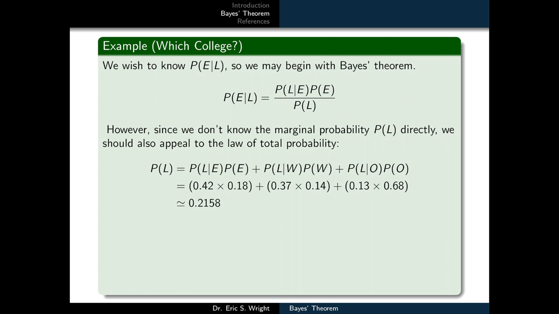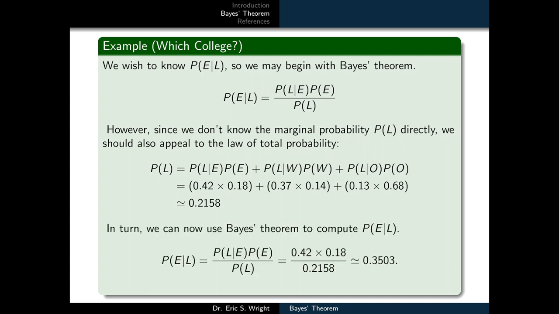And if we substitute all of our known data into this formula, we'll arrive at a value of 0.2158 for P of L. In turn, we can now use Bayes' theorem to compute P of E given L. P of E given L equals P of L given E times P of E divided by P of L. And now we substitute our known values into that formula and compute in order to obtain a value of 0.3503. So it is just over 35% likely that if we encounter someone who has entered a successful law career, they had attended a prestigious university on the East Coast.